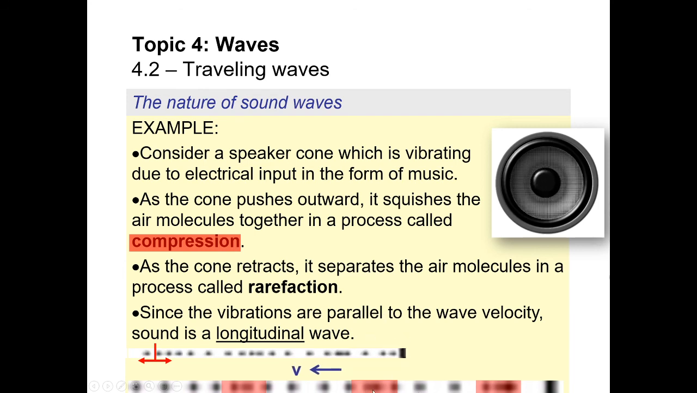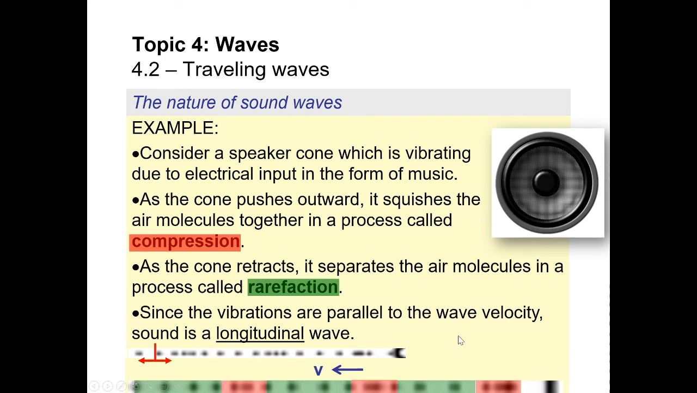Okay, so here it is based on the picture. Regions of compression in the red and regions of rarefaction in the green. And of course, those alternate.